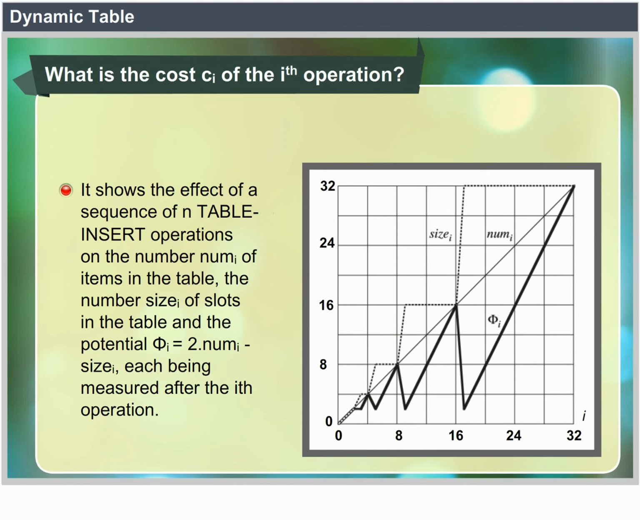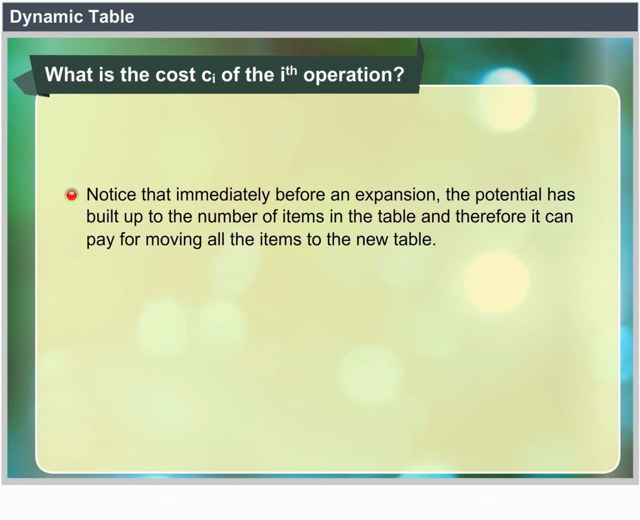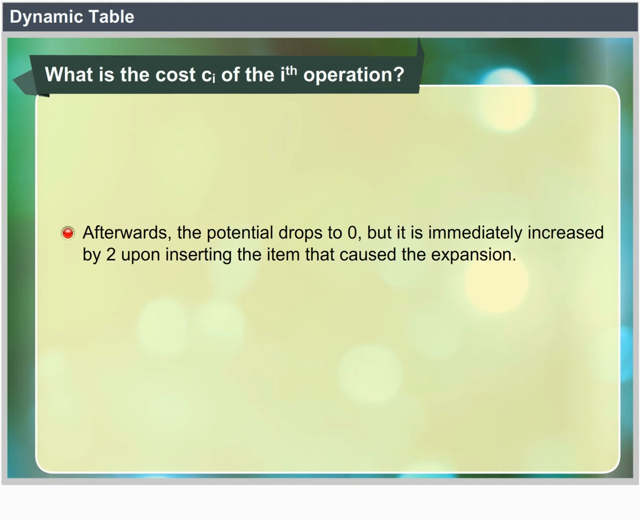In this figure, the thin line shows num i, the dashed line shows size i, and the thick line shows phi i. Notice that immediately before an expansion, the potential has built up to the number of items in the table and therefore can pay for moving all the items to the new table. Afterwards, the potential drops to 0, but it is immediately increased by 2 upon inserting the item that caused the expansion.